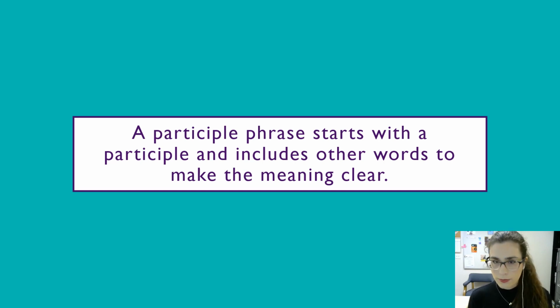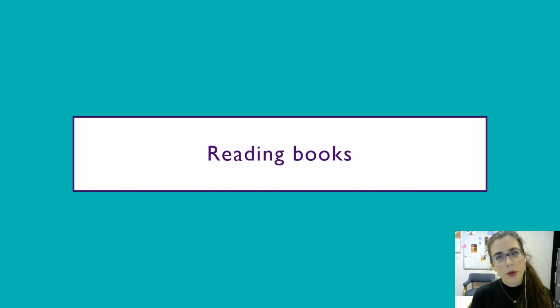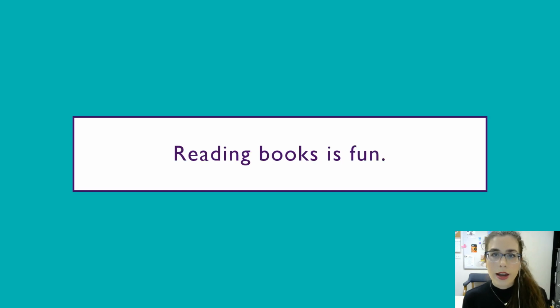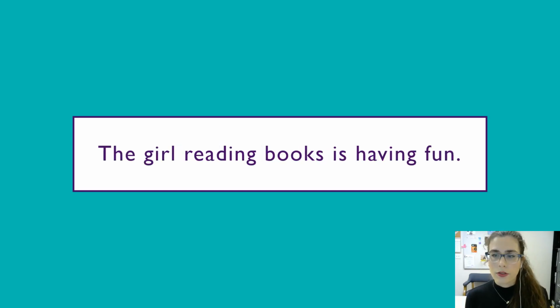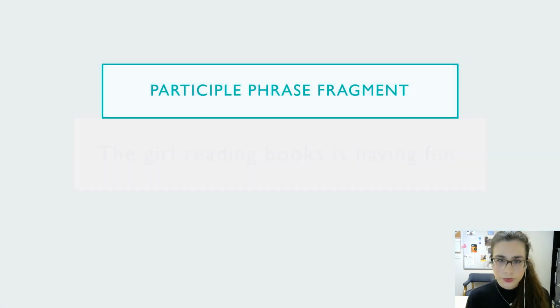For example, reading books is a participle phrase. I can say, reading books is fun and have it act as my subject. Or I can say, the girl reading books is having fun and have it act as an adjective describing my subject. A participle phrase fragment happens when a participle phrase is treated as a sentence on its own. When a word that's normally a verb is part of a participle phrase, it can't act as the verb for the sentence, which can lead to confusion. So let's look at an example.